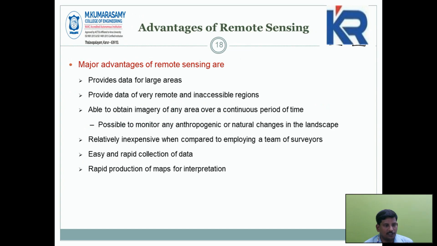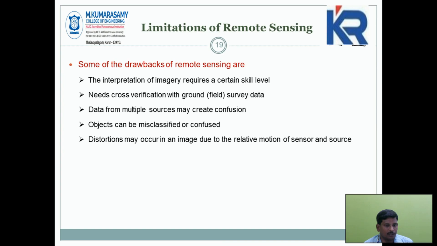Some of the major advantages of remote sensing are that it provides data for large areas and data of very remote and inaccessible regions. Inaccessible means, for example, forest areas or dark tree sites, where you cannot go and identify the features manually. In that case we have to use the remote sensing system. It is also relatively inexpensive compared to employing a team of surveyors, allows easy and rapid collection of data, and gives rapid production of maps for interpretation.